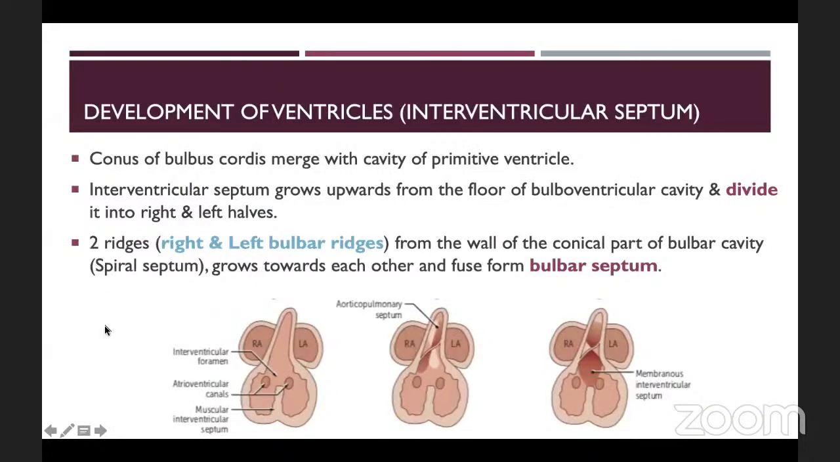Ventricle. The conus cordis merges with the cavity of the primitive ventricle. The interventricular septum grows upward from the floor of the bulboventricular cavity, dividing it into right and left halves. Two ridges, the right and left bulbar ridges, form the wall of the conical part of the bulbar cavity. The spiral septa grow toward each other and fuse to form the bulbar septum.